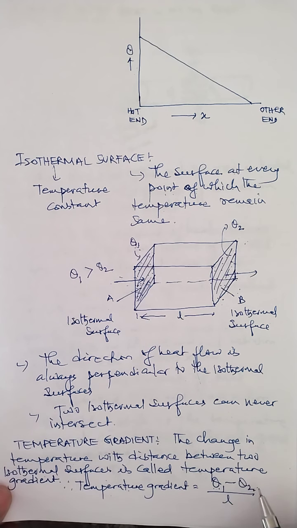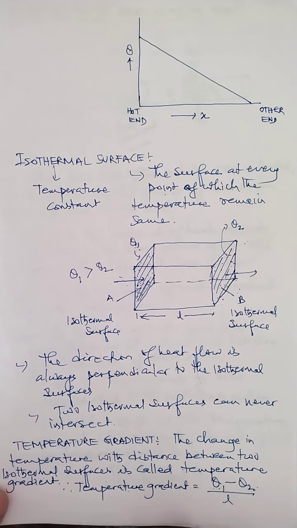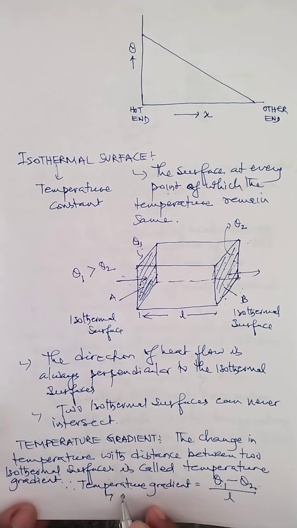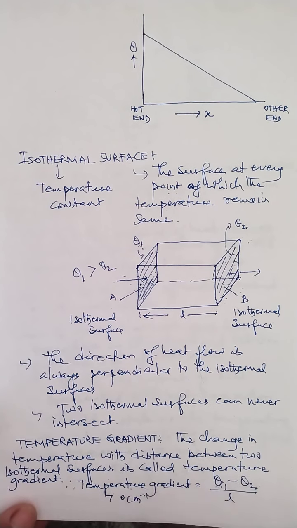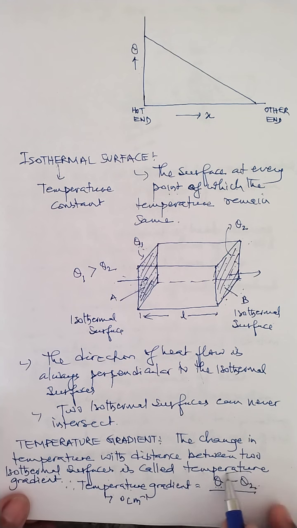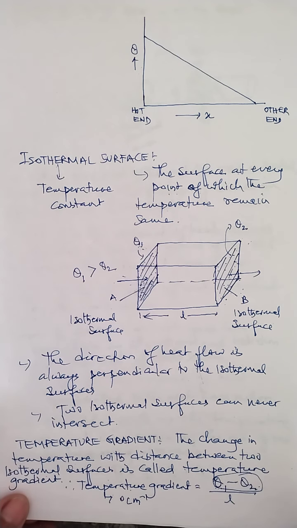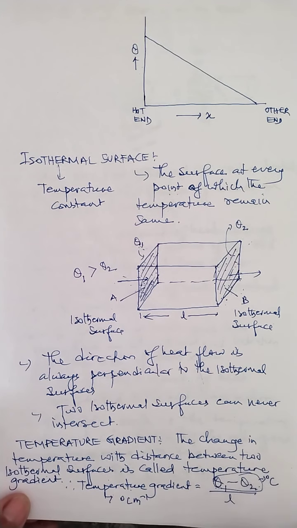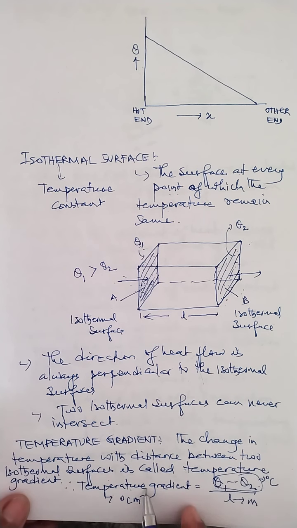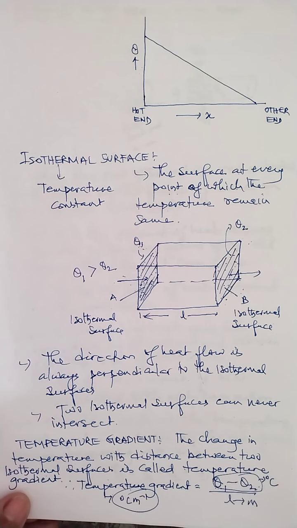Now from here you can easily guess what the unit is. Temperature unit is degree Celsius, length is what? Meter. So the unit can be expressed as degree Celsius per meter. See, temperature unit is degree Celsius. Change in temperature is also measured in degree Celsius. Length is measured in meter. So if I take meter in the denominator, it is per meter. That's why the unit is degree Celsius per meter.